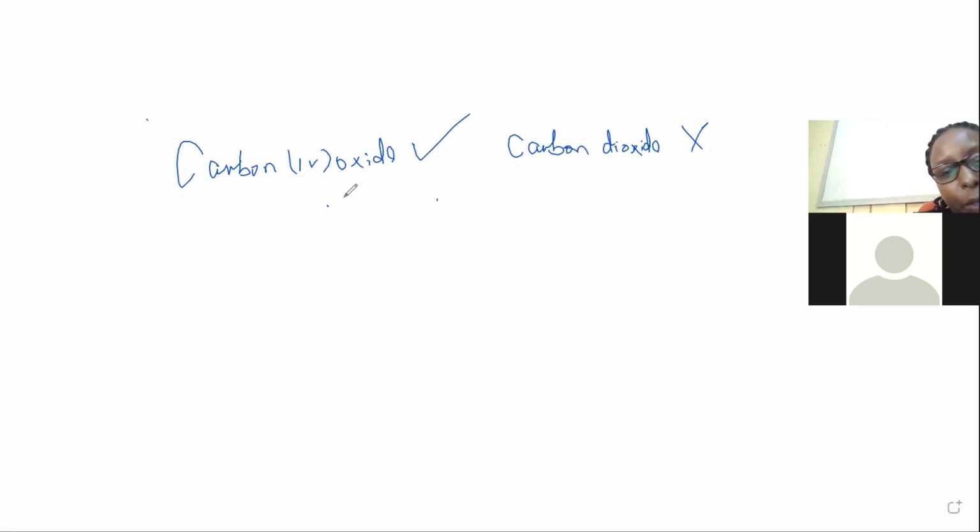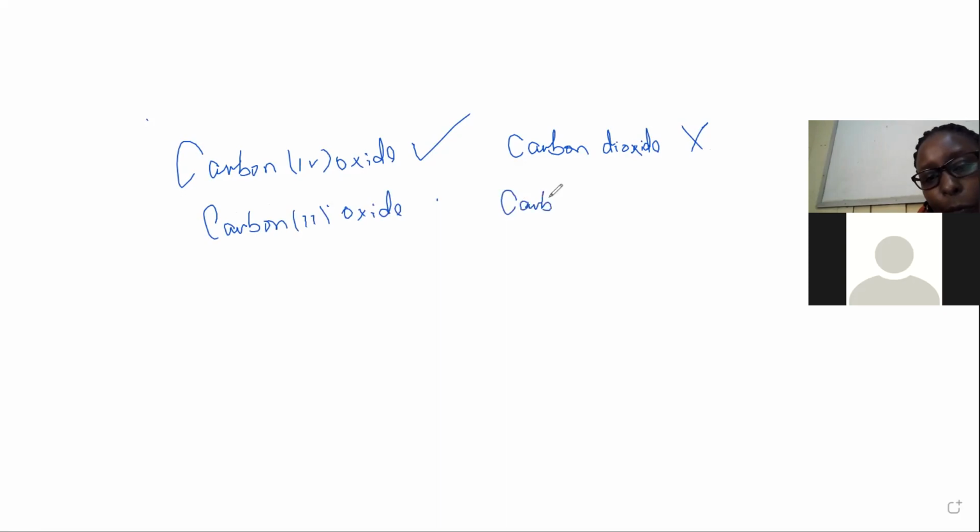Another confusion we also have is when we're talking about carbon 2 oxide. Carbon 2 oxide is the one we used to refer to as carbon monoxide. We also don't score for that. Carbon monoxide, we don't have it. We talk of carbon 2 oxide. So the carbon 2 oxide is going to score. The carbon monoxide is not going to score.